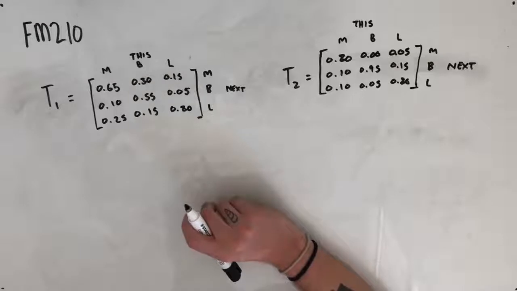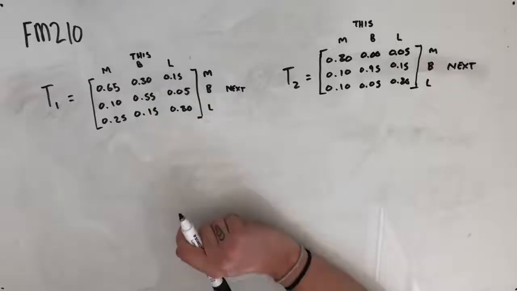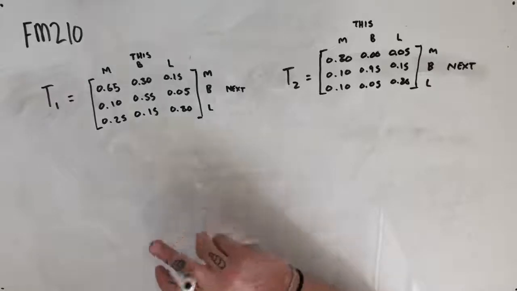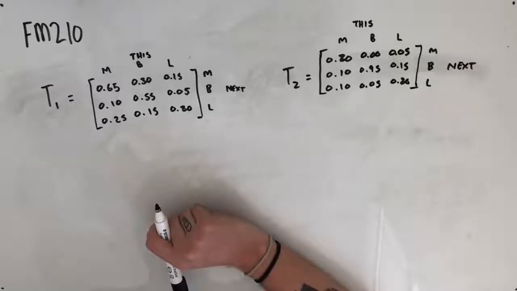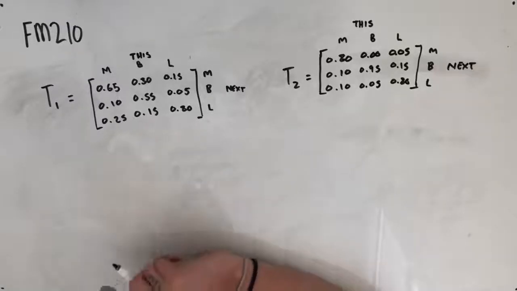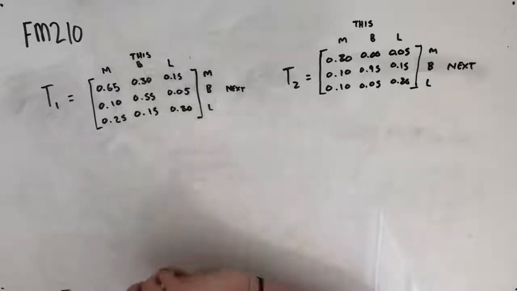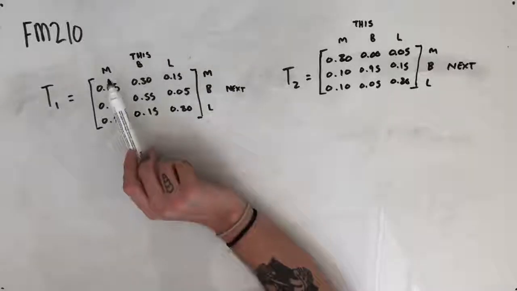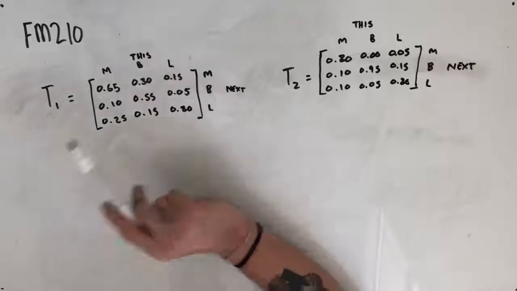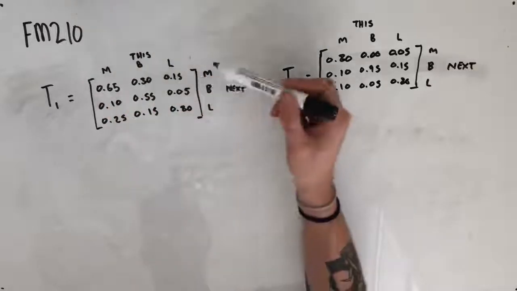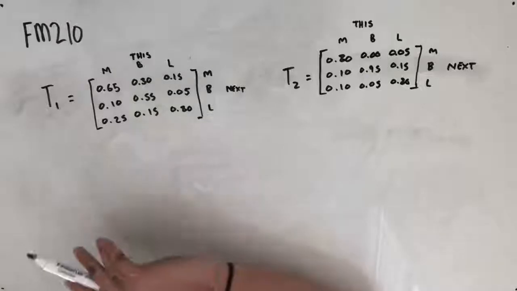This question reads, a football team consists of players with one of three hairstyles: mullet, buzz cut, or long, each denoted by M, B, and L. Each year for the first 3 years, the player's choice of haircut is expected to change according to the transition matrix T1, and then we're given this transition matrix. It tells us how mullets, buzz cuts, and long hair go from 1 year to the next year for the first 3 years. We're then given a little bit more information.